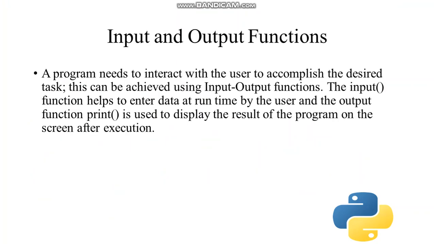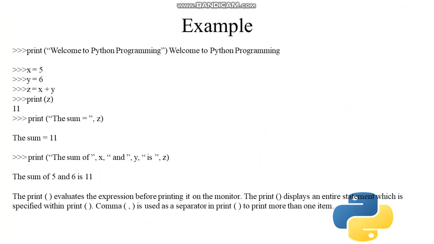More examples of the print function: for example, I'm taking x equals 5, y equals 6, z equals x plus y, and if I print z, it will give me output as 11. I can also write the sum equals in double quotes, comma z. So output is going to be the sum equals 11.